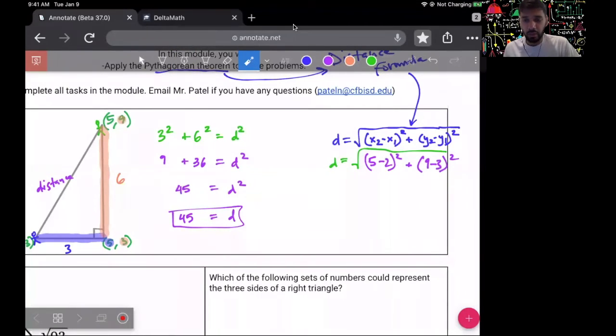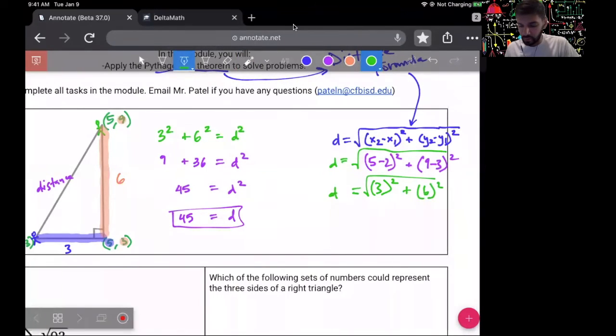Well, if I just start doing the math here, this looks exactly like this right here. 5 minus 2 is 3 squared. 9 minus 3 is 6 squared equals d. I've got the square root on top. Notice how we have 3 squared, 6 squared, 3 squared, 6 squared.